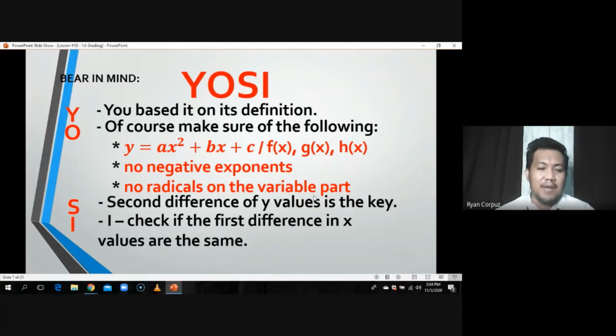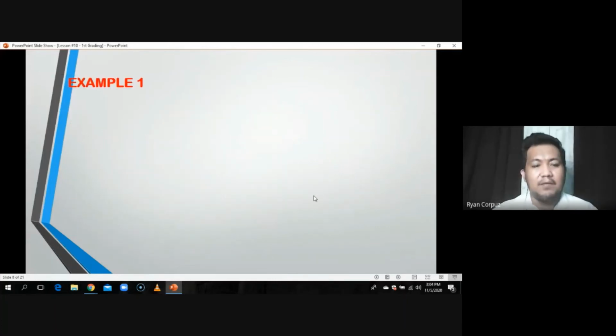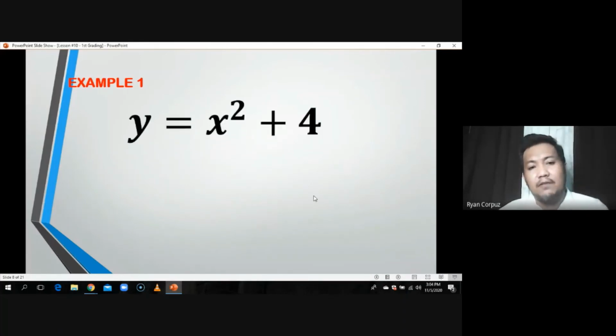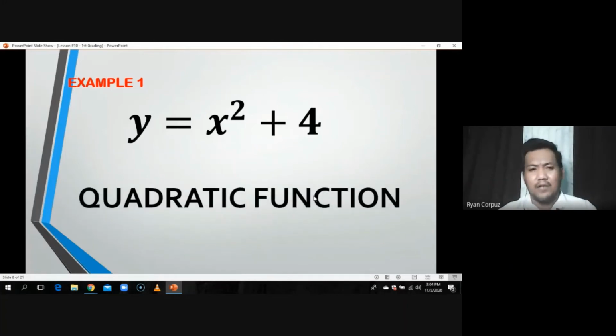Now let's apply it through examples. Let's have here example number 1. In example number 1, the given is y is equal to x squared plus 4. If you analyze that given equation to determine if it is a quadratic function or not, you will find out that it is a quadratic function. Why is it a quadratic function?